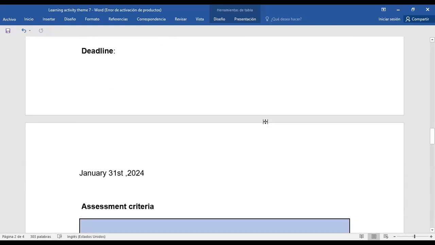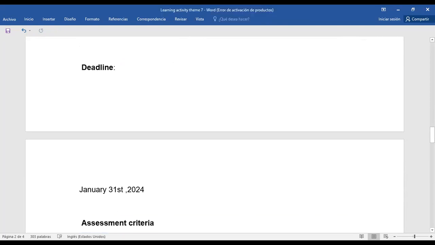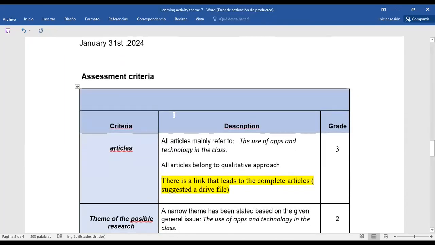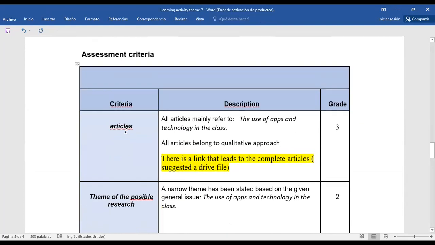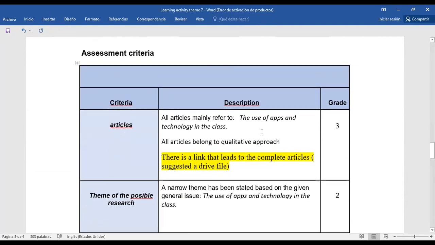Well, let me see. The deadline is going to be next Wednesday. And please check the rubrics because I'm going to grade following the rubric. What about the articles? All articles mainly refer to the use of apps and technology in the class, narrowed to a specific app or a specific technology that you decide. But they have to be related to the general issue. And all articles have to be qualitative.